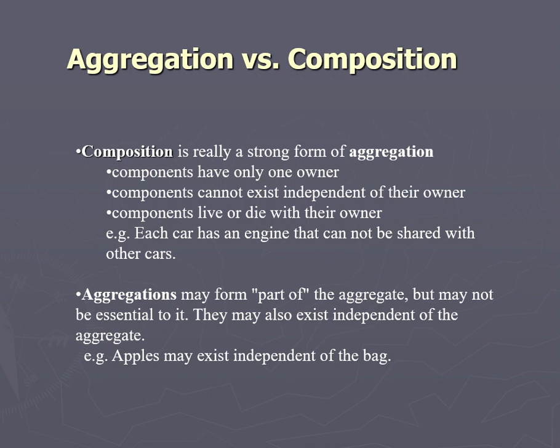Aggregation versus composition. Composition is really a strong form of aggregation. Components have only one owner. Components cannot exist independent of their owner. Components live or die with their owner. For example, each car has an engine that cannot be shared with another car. Aggregation parts may form part of the aggregate but may not be essential to it. They may also exist independent of the aggregate. An apple may exist independent of the bag.